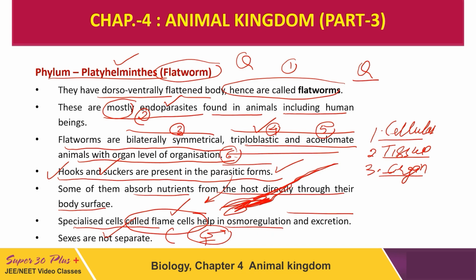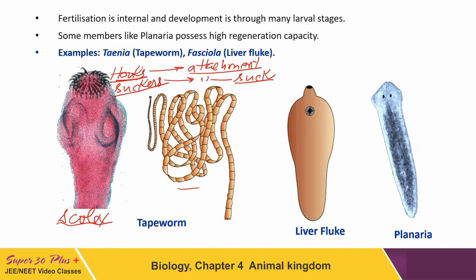Hooks and suckers are found in the parasitic forms, and they have flame cells. Very important question: the seventh point is very important, and the eighth one is that these are hermaphrodite. Is it? Come to the next now. Fertilization is internal. Development is through many larval stages. Many more larvae are there.